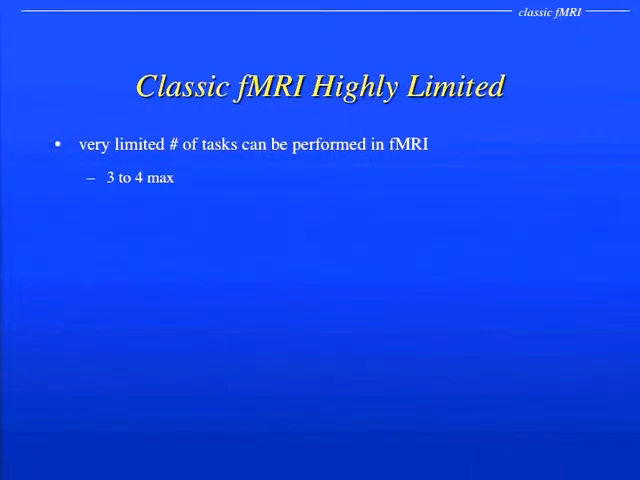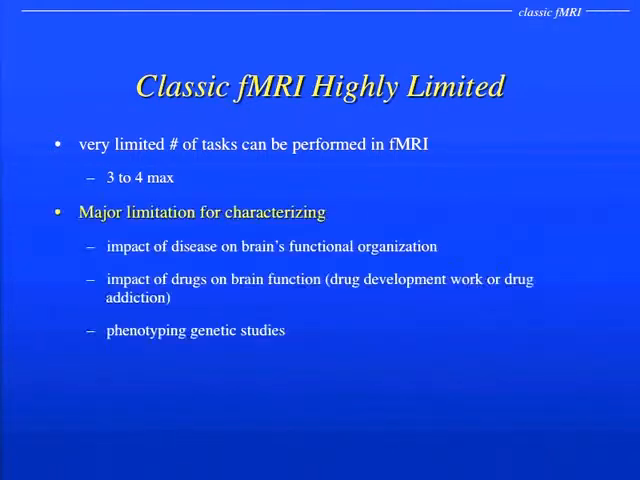One of the problems is that in survey studies, the limitation on the number of tasks is somewhat prohibitive. You can only do maybe 3 or 4 tasks. We always argue with our neuroscientists as to how many tasks they can do with valid statistics, and 3 to 4 seems to be a good number in the hour-and-a-half time that is typical for a study. This is potentially a major limitation for characterizing the impact of disease on the brain's functional organization, and also for looking at the impact of drugs on brain function.